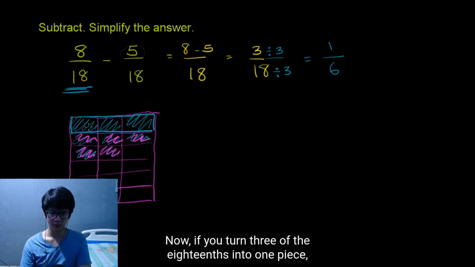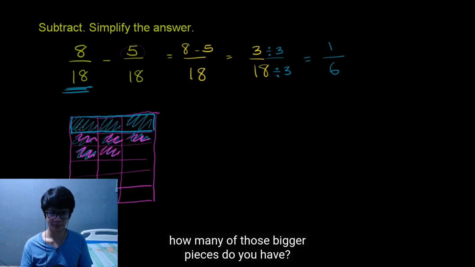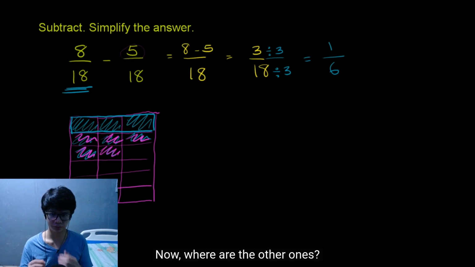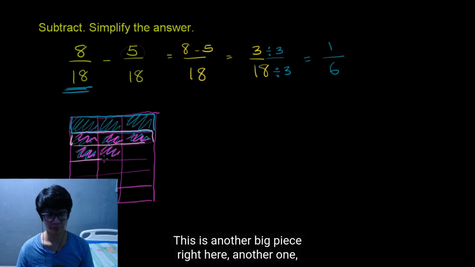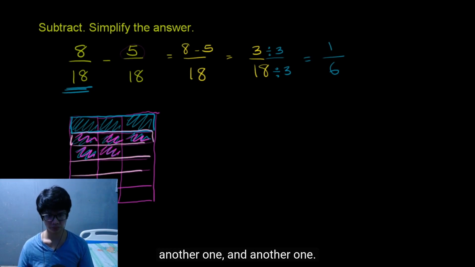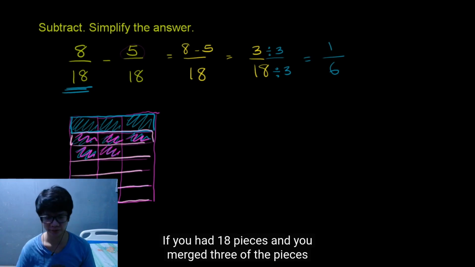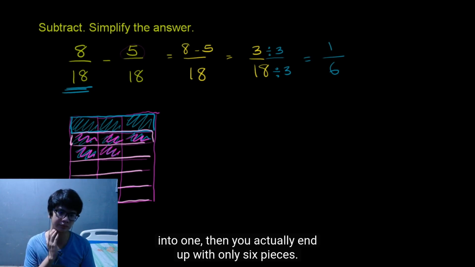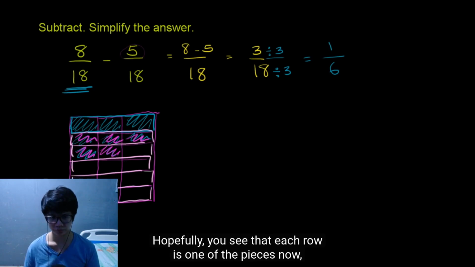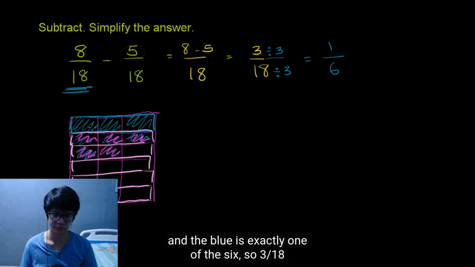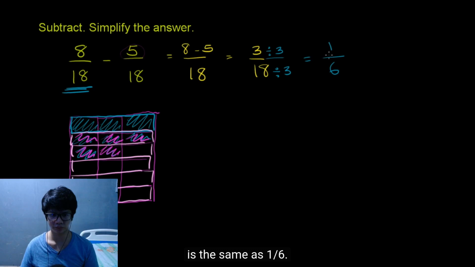Now, if you turn 3 of the 18ths into one piece, how many of those bigger pieces do you have? This is one of those big pieces. And where are the other ones? Well, this is another big piece right here, another one, and another one. If you had 18 pieces and you merge 3 of the pieces into one, then you end up with only 6 pieces. Hopefully you see that each row is one of the pieces now. And the blue is exactly one of the 6. So 3 over 18 is the same as 1 over 6.